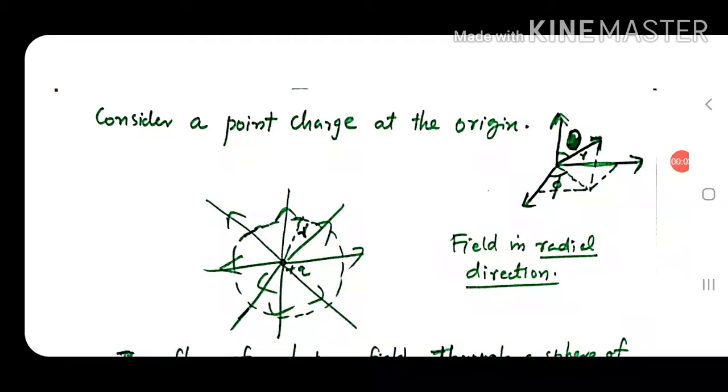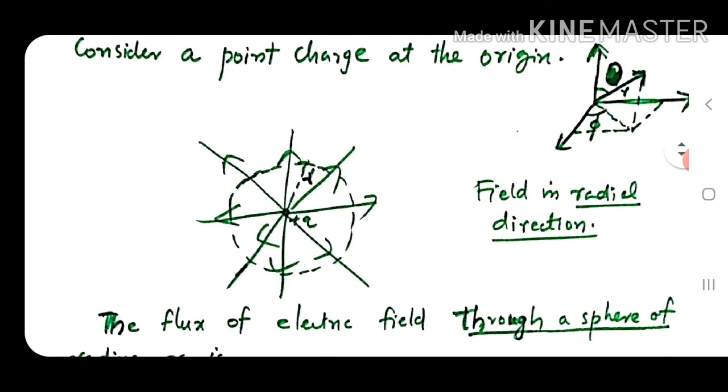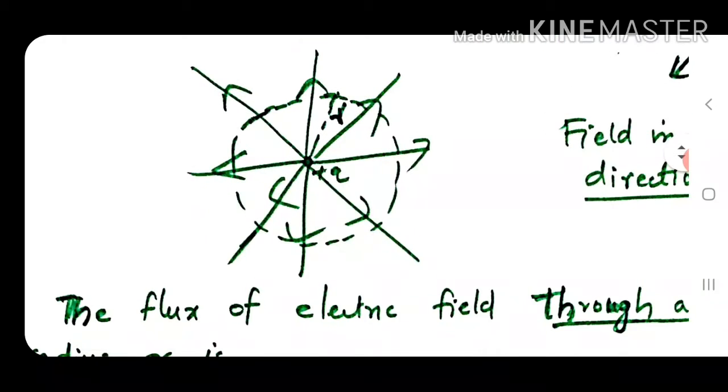Okay, now we are going to look at Gauss's law. We start the derivation of Gauss's law by considering the field around a point charge Q. See, we have a point charge here. The field around the point charge is represented by the field lines. We know the field around a point charge is in radial direction.